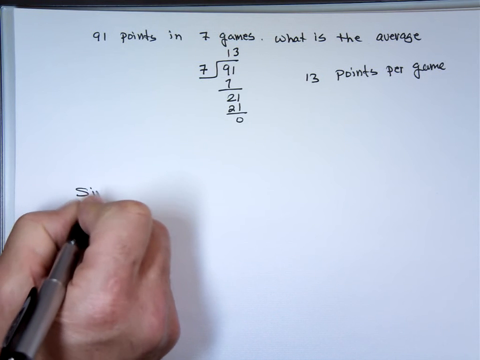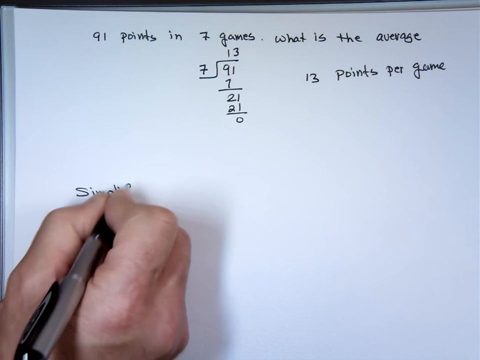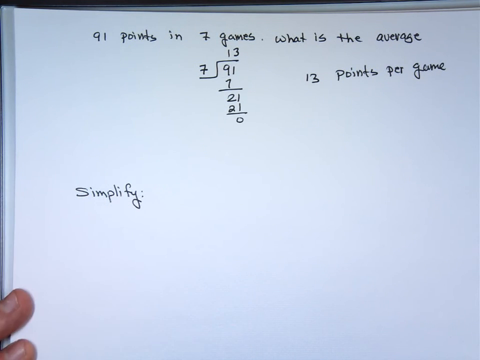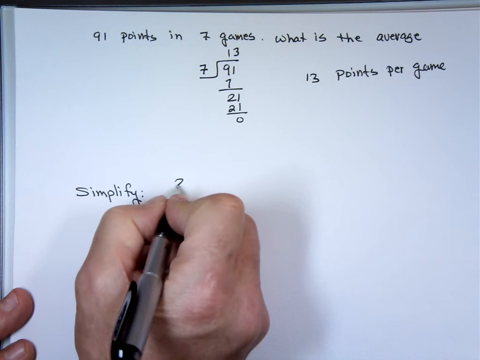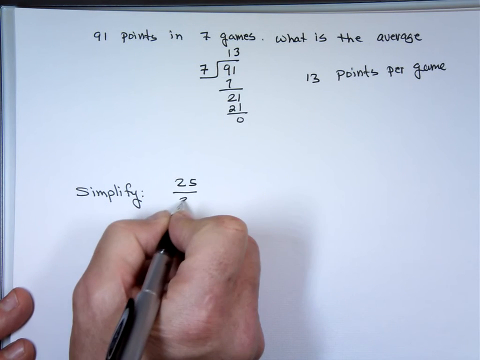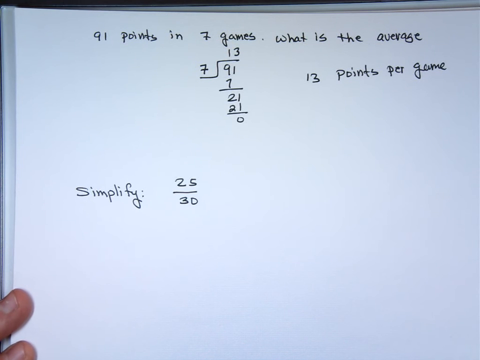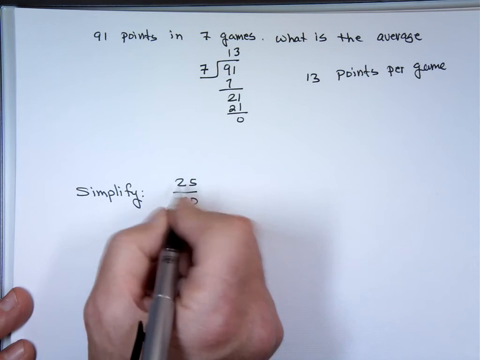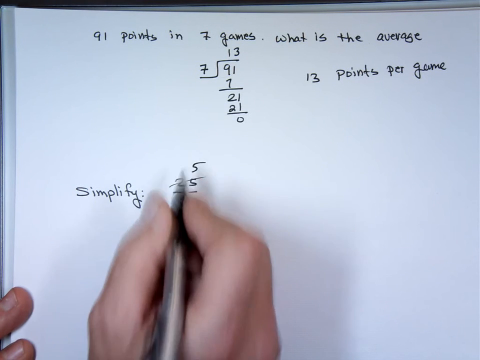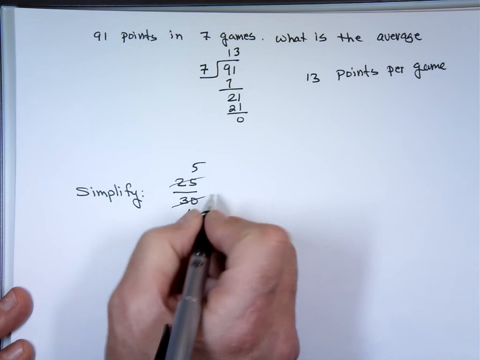Simplify. 25 over 30. Can we divide? By 5, this is 5. By 5, this is what? 6. 5 over 6.